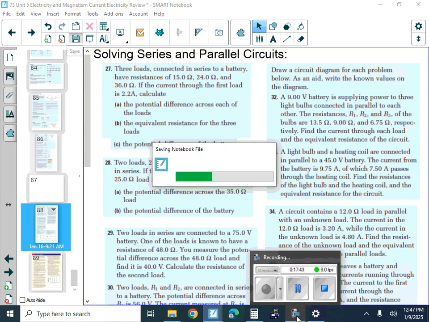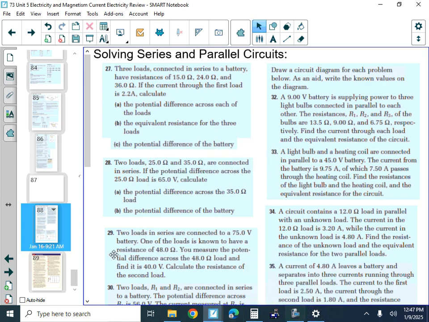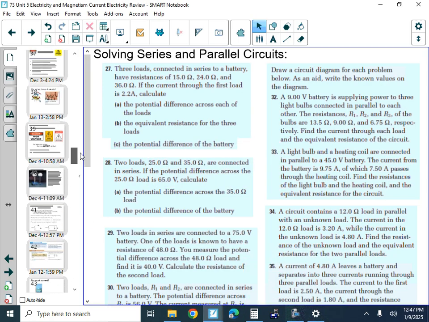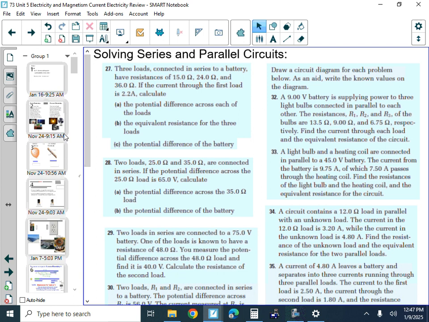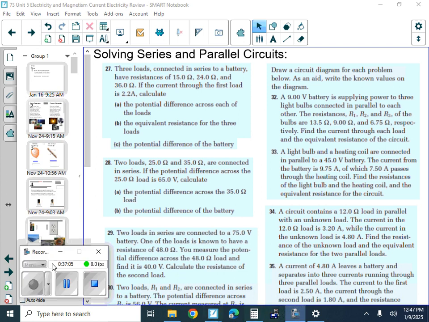Whirlwind review to get us into that electricity stuff. I just needed to try and give you some background on where we have come from, where we hope to have come from, and that's it.